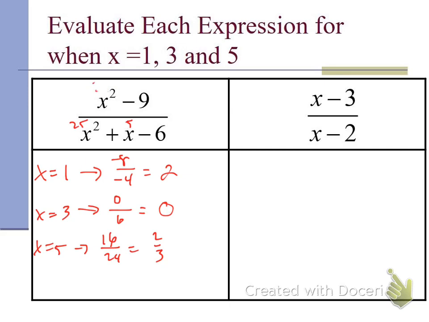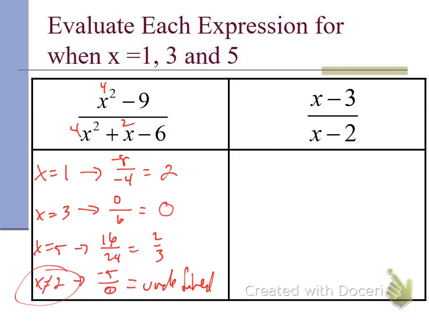Now, I'm going to also include 2 in here. I'm going to plug in 2 and see what we get. 2 squared is 4. 4 minus 9 is negative 5. 2 squared is 4 plus 2 is 6. 6 minus 6 is 0. And we cannot divide by 0. This is undefined. So we can't substitute any value in for x that's going to give us something mathematically impossible. And dividing by 0 is mathematically impossible. That means that right here, x cannot be 2. We can plug in anything else we want for x except for 2.